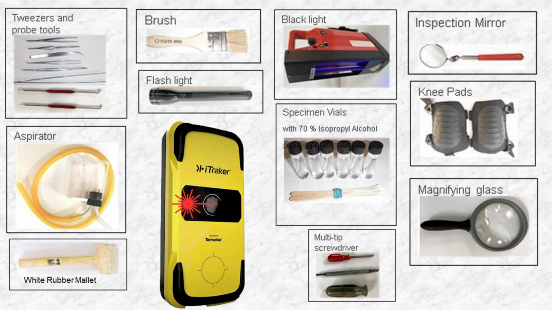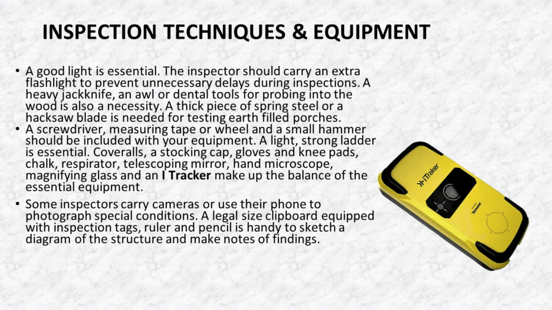A good inspection mirror as well, because with a good inspection mirror that's flexible, you can look up underneath things and behind things a whole lot easier. Now obviously you could use things like an aspirator, a white rubber mallet. Specimen vials can be good just to collect any insects you may find. Knee pads are a good idea because they protect you when you're crawling in crawl spaces and areas like that. Screwdrivers and a magnifying glass. And of course a Termatrac eye tracker we really like because there's a lot of functions that can help you do a great inspection.